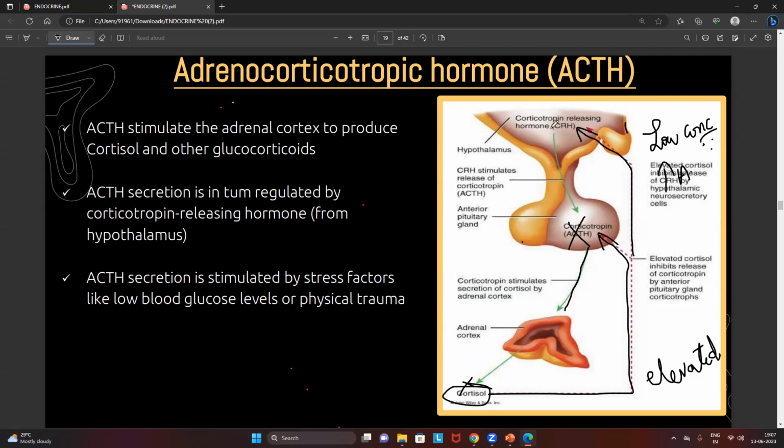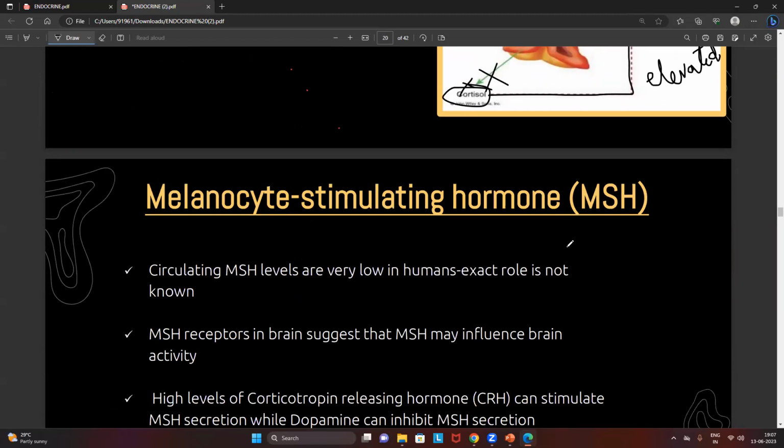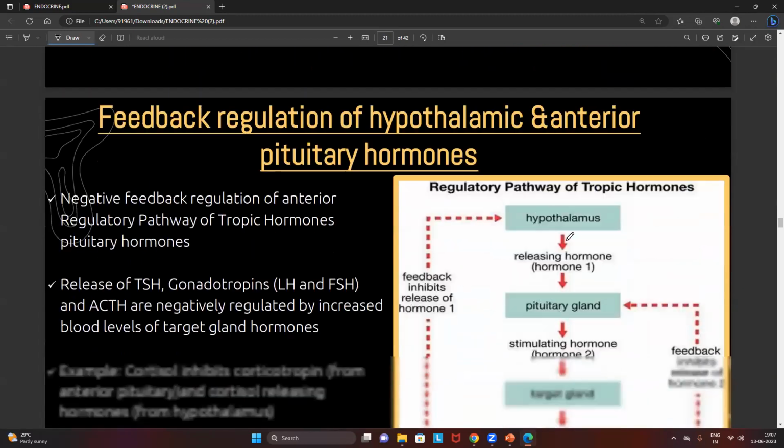Then immediately what happens? The neurosecretory cells of the hypothalamus stop releasing the corticotropin releasing hormone. If no CRH, no ACTH; if no ACTH, no adrenal cortex activation, so there is no cortisol. So this is how every hormone is regulated in our body. It's a common type of regulation, not to get confused with that.